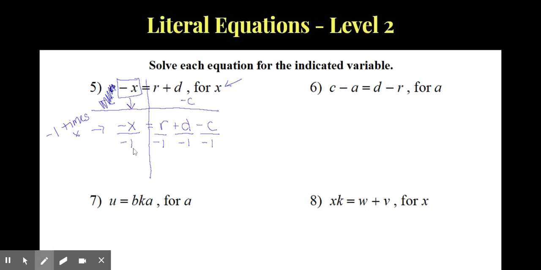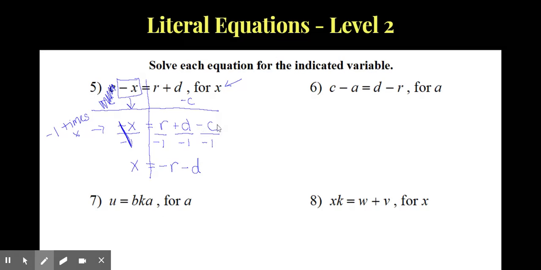Here's what happens. On the left-hand side, all of my negatives cancel, and I'm left with just x equals. Now we're going to divide. A positive r divided by -1 will become -r. A positive divided by a negative is a negative, and r divided by 1 is just r. Second term, I have a positive d divided by a -1. Positive divided by a negative makes negative. D divided by 1 is just d.